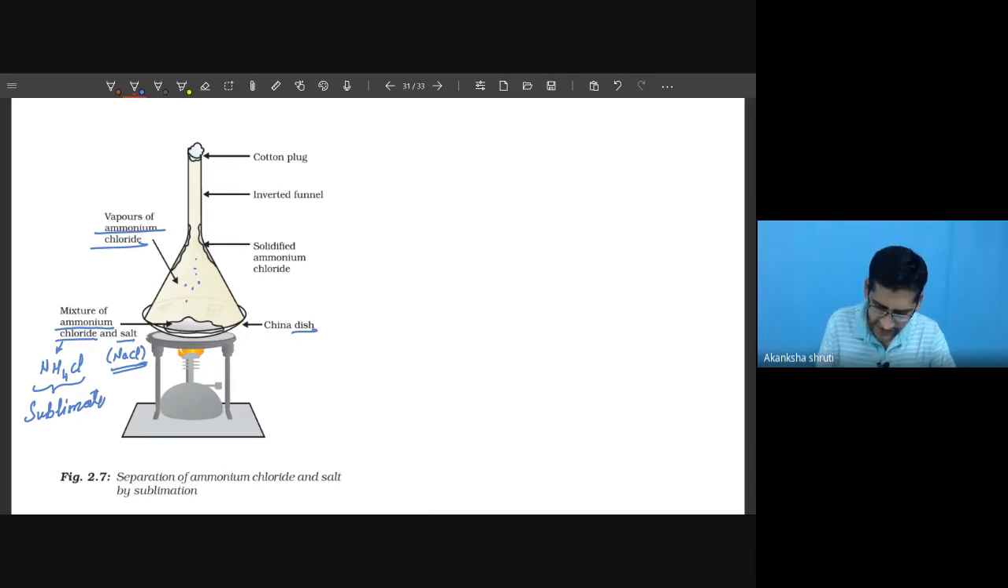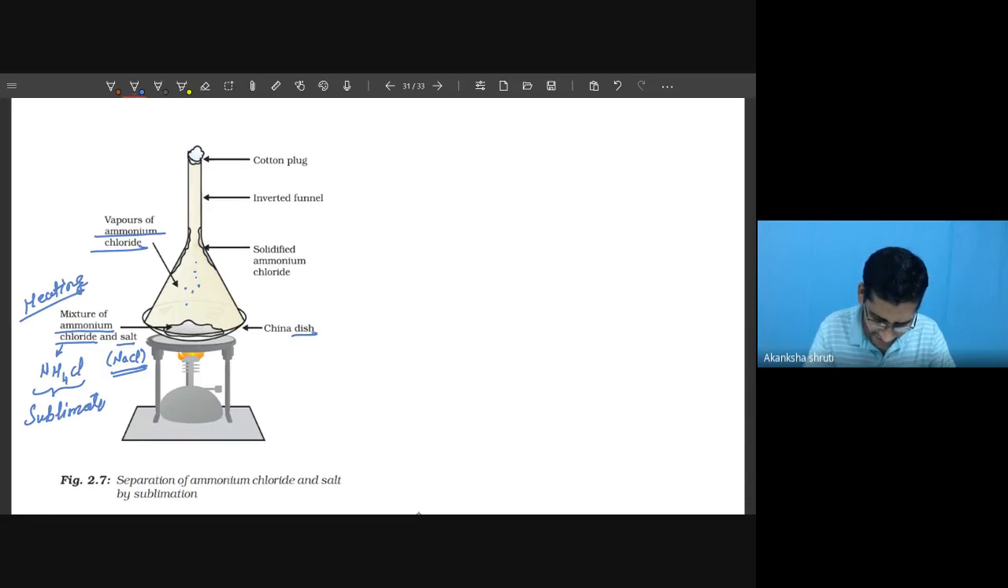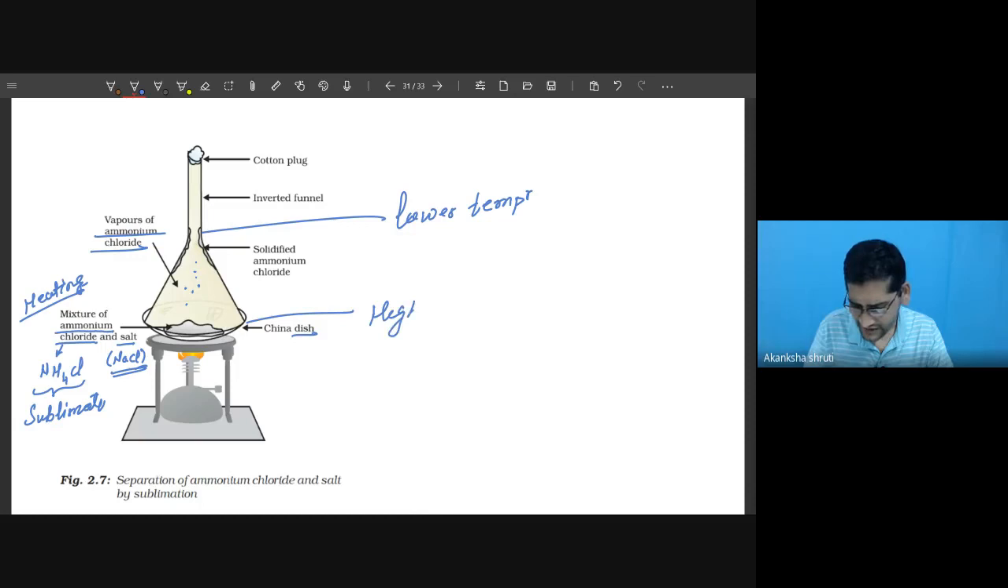But this is the area of heating of sodium chloride and ammonium chloride. Here, in this region, there is heating. But when this vapor moves above, into this region, the vapor will condense back, because this region is at a lower temperature, and this area is at the higher temperature.